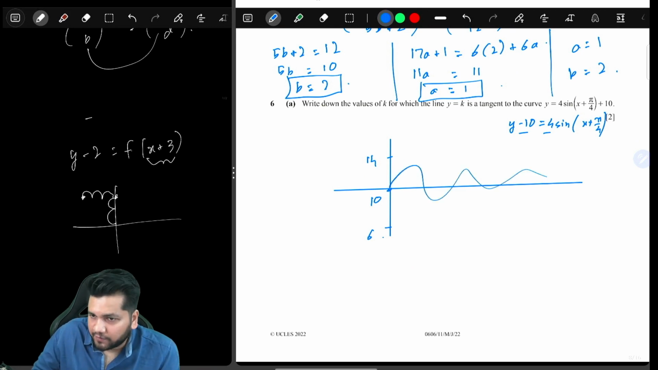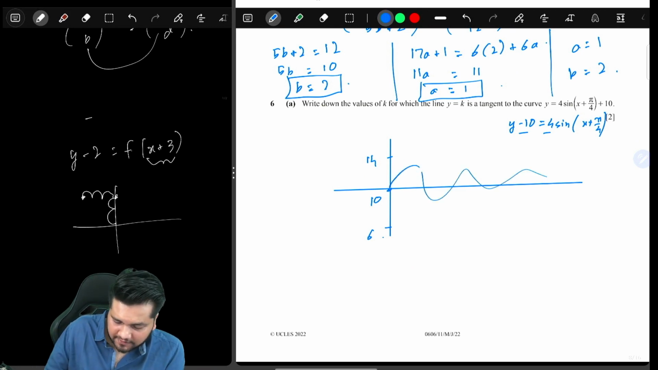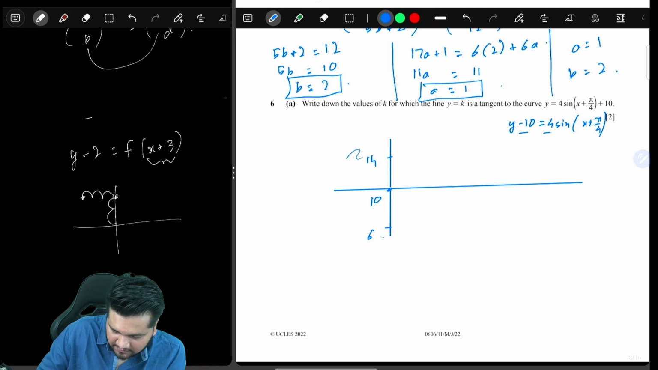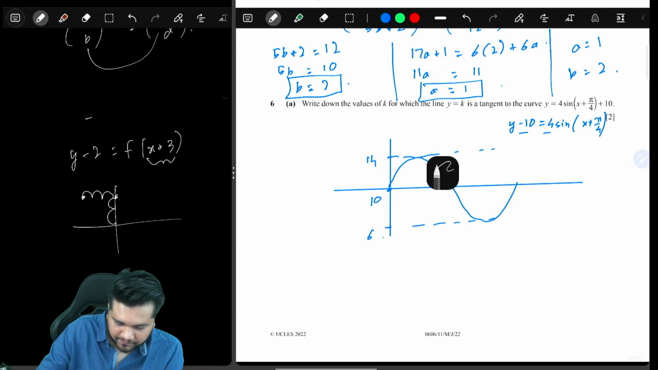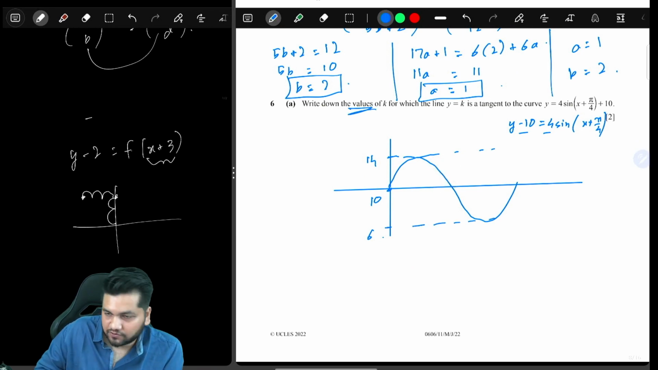Okay, what we care about is y is equal to k being a tangent. This will only happen at the extreme points. Of course, the curve is going to be this way, so either it will happen on this or on this. Since they have asked for values, obviously two values, so k is equal to 14 or k is equal to 6.